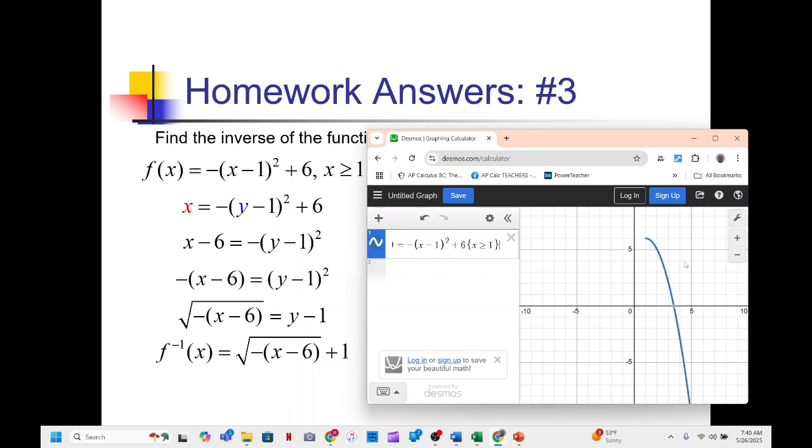So that's what that half a parabola is looking like. And then let me do my inverse, g of x equals square root of negative parentheses x minus 6, close that, get out of the square root, plus 1.